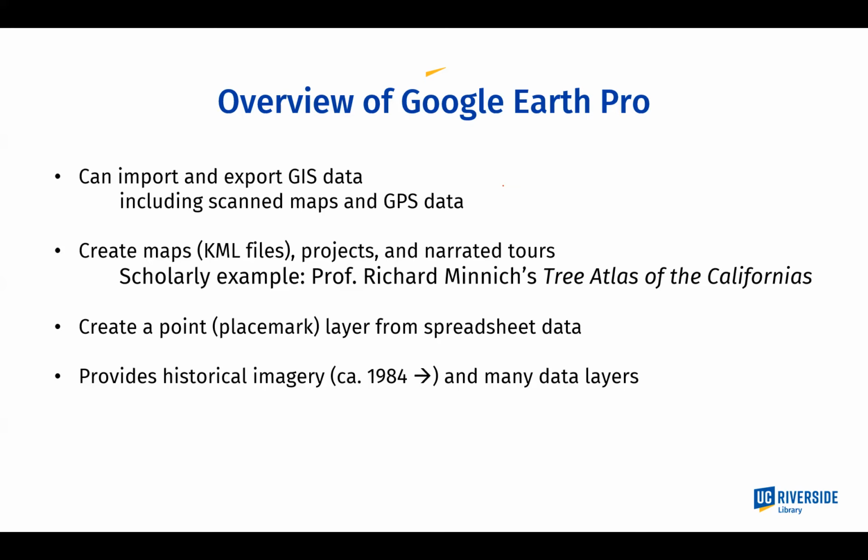With Google Earth Pro, if you have a spreadsheet that has information about point locations, whether by address or latitude, longitude, it is possible to upload that spreadsheet and Google Earth will create a map of points for you from that. And like I said, with Google Earth for Web, this does have historical imagery. This is the one that had it first. So it does go back to about 1984. There are also several data layers available in Google Earth Pro.